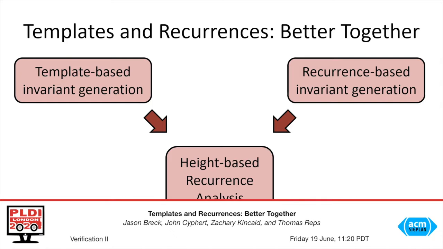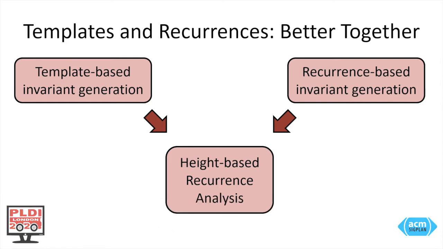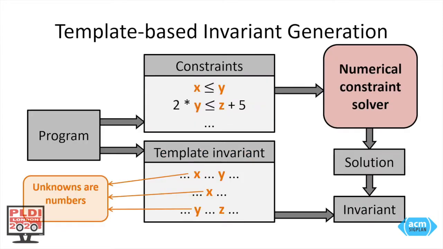In this talk, I'll be describing an approach for generating numerical invariants for recursive procedures. The approach combines ideas from two areas of the literature. First, template-based invariant generation, and second, recurrence-based invariant generation. Template-based techniques first specify the form of the invariant using a template that contains numerical unknowns. Then they find and solve constraints on the unknowns to obtain the invariant.